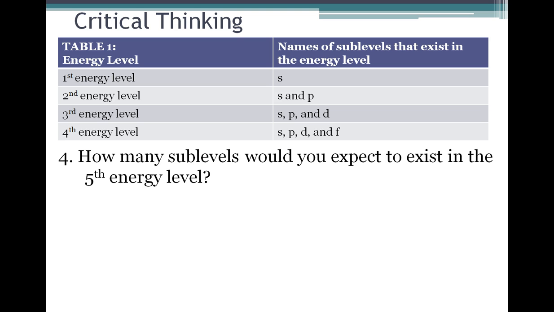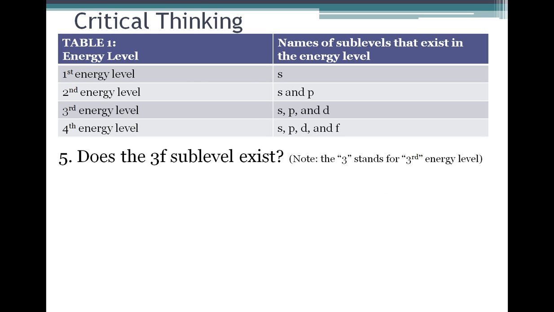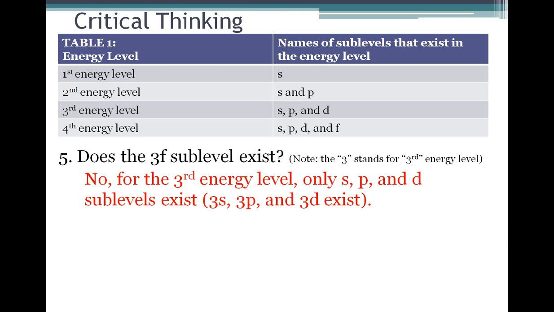For number 4, how many sublevels would you expect to exist in the fifth energy level? Well, you would assume that there would be another one after F, so there would be 5, because the number of sublevels equals the energy level. And for number 5, does the 3F sublevel exist? Well, if you look under the third energy level, you can see that there are just the S, P, and D. So no, it does not exist. There is only 3S, 3P, and 3D.